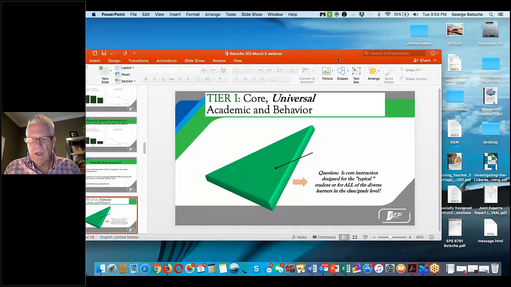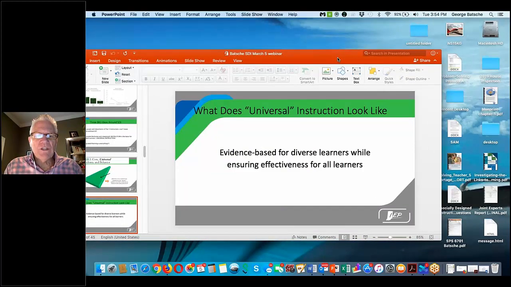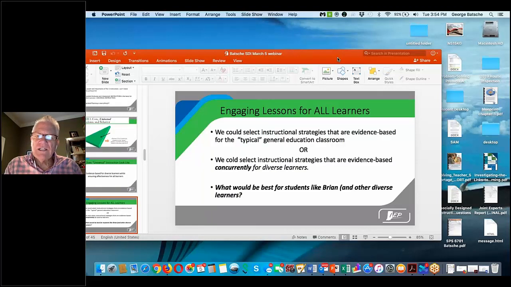So for Tier 1, what does universal instruction look like? It's evidence-based for diverse learners while ensuring effectiveness for all learners. This is Tier 1. So what that means is we could select instructional strategies that are evidence-based for typical general education classroom. Or we could select?